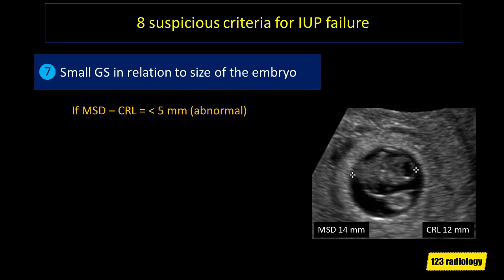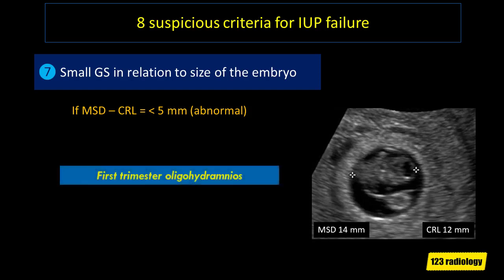The seventh suspicious criteria is small gestational sac in relation to size of the embryo. If the mean sac diameter minus crown rump length is less than 5 millimeters, this is abnormal. Sometimes this is called first trimester oligohydramnios. As you can see on this image, the mean sac diameter is 14 millimeters and crown rump length is 12 millimeters. The difference between the two measurements is 2 millimeters. This is abnormal and suspicious for pregnancy failure, and follow-up ultrasound study is recommended.